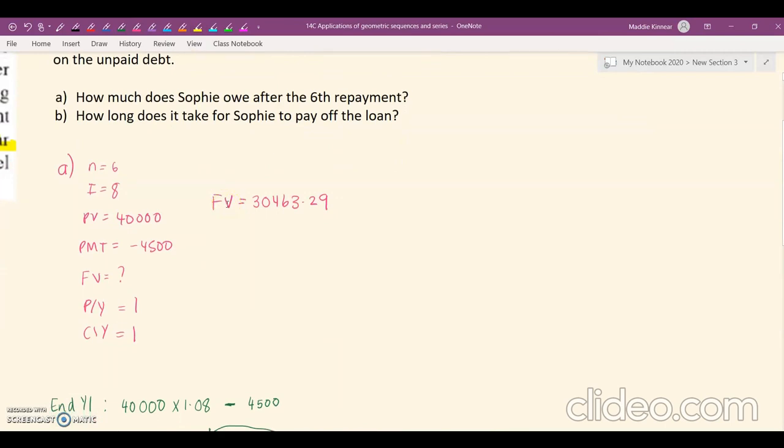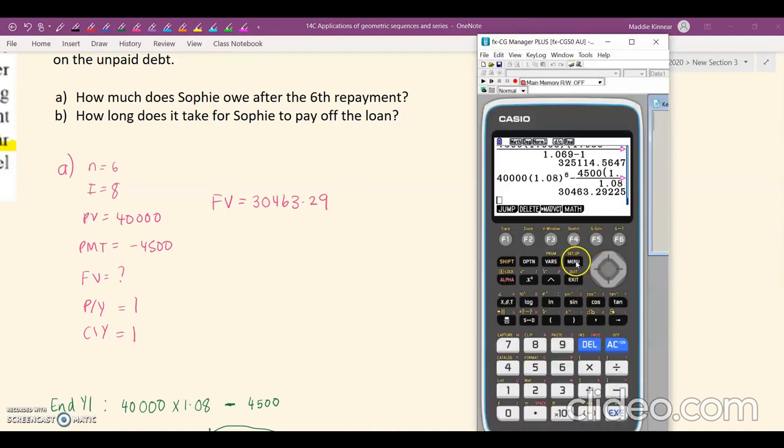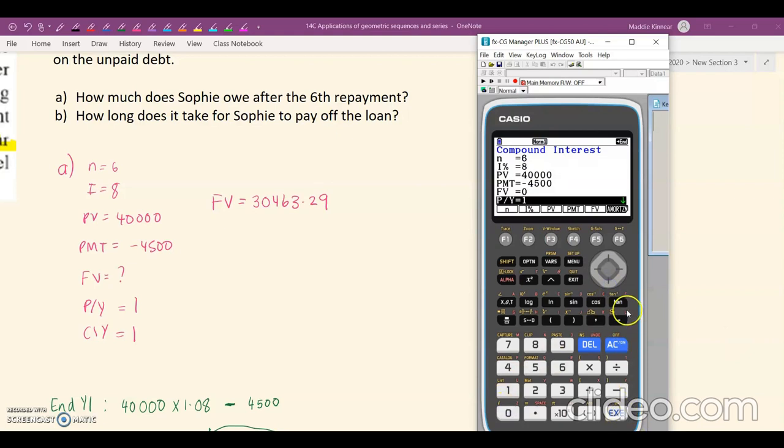The final thing then to have a little look at is part B, and we can do this again using the maths or just by subbing this into the calculator. So let's use the calculator. If we go down to our financial mode, go to compound interest, we are now looking at how long it takes for Sophie to pay off the loan, which means our future value now needs to be 0, and our n is what we want to find. So if I type all this in, what's in n doesn't matter, I is still going to be 8, present value is 40,000, payments are 4,500, future value will be 0, and we're compounding yearly.